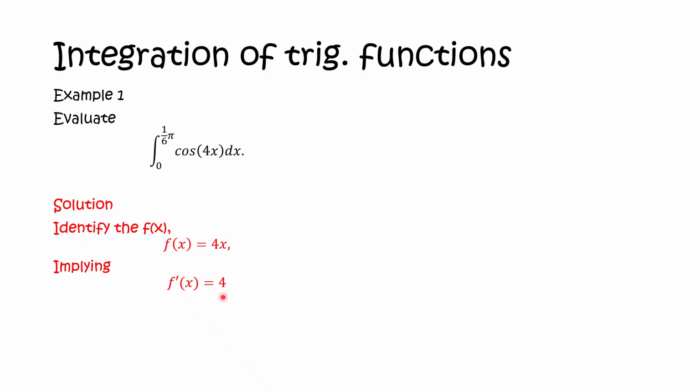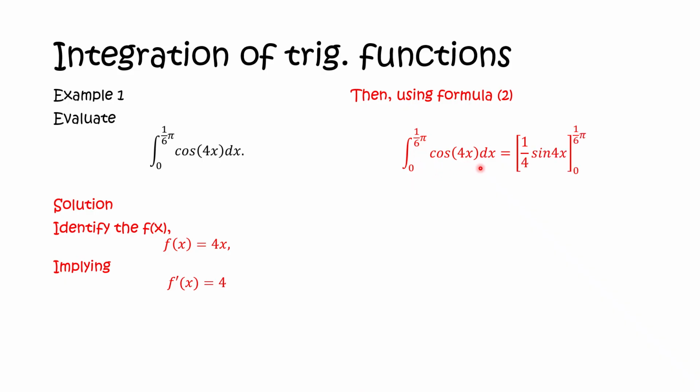meaning that using formula 2, if we integrate, we are going to get the integration from 0 to 1 over 6 pi of cosine of 4x dx being equal to 1 over 4, because that is our a, or our f prime, times sine 4x, and keeping the limits from 0 to 1 over 6 pi.